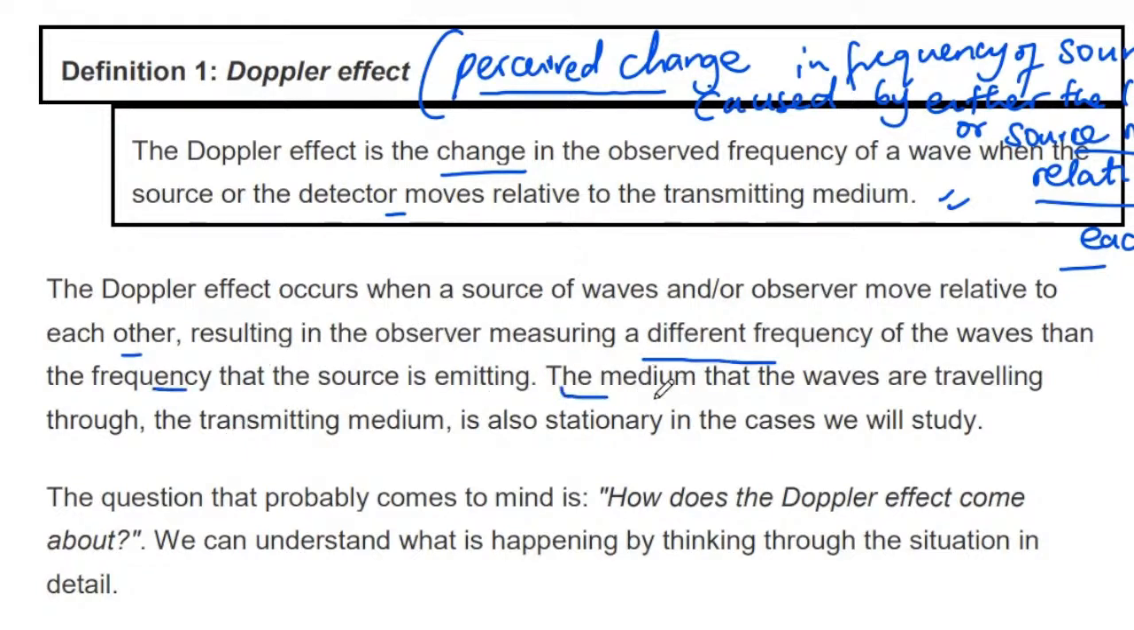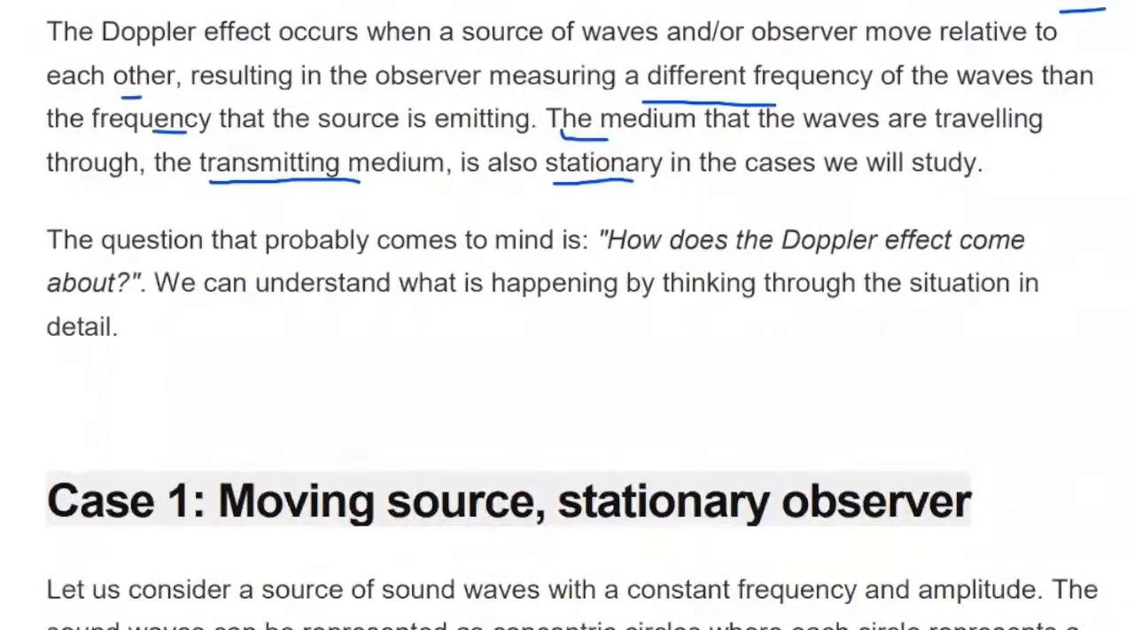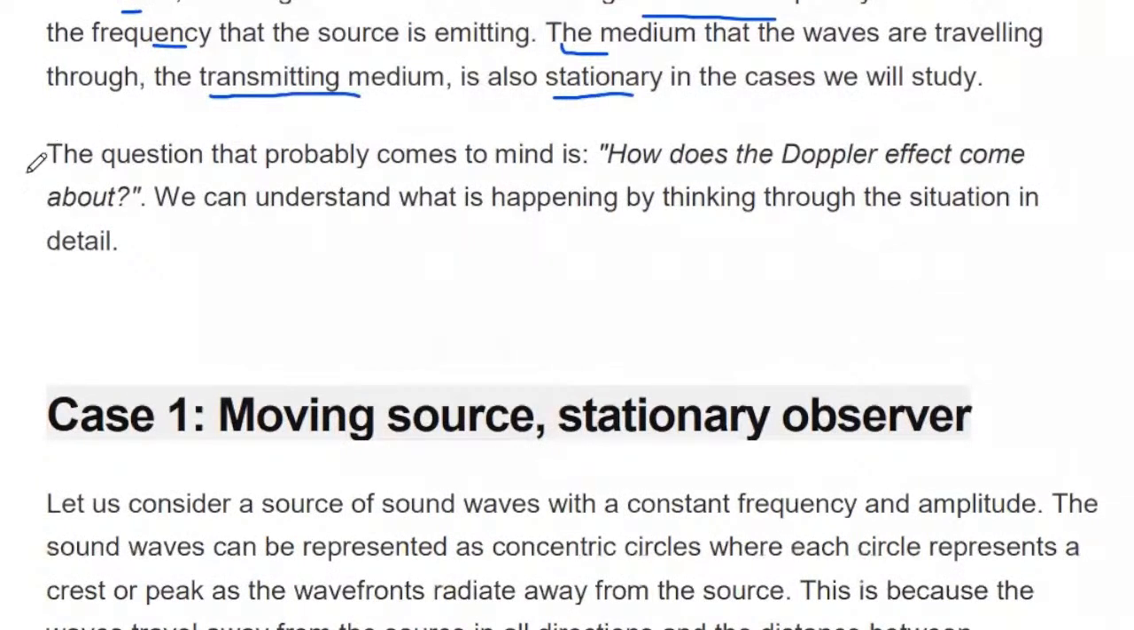The medium that the waves are traveling through, which is known as the transmitting medium, is also stationary in the cases that we're going to look at. In this case, we're going to look at sound traveling in space, and we shall assume that the speed of sound in space or air is constant. So the question that probably comes to mind is, how does the Doppler effect come about? We can understand what is happening by thinking through the situation in detail.